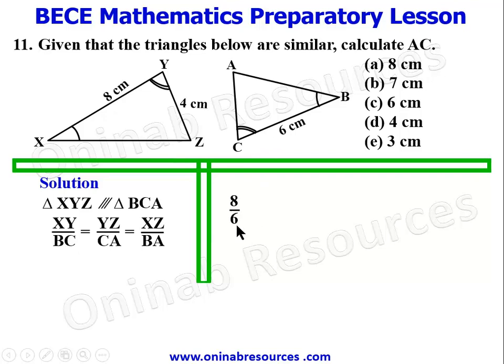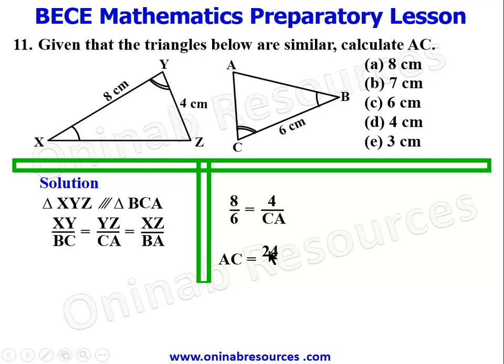Line XY is 8 centimeters, and line BC is 6 centimeters, that's 8 over 6, is equal to line YZ is 4 centimeters over line CA, that's what we are looking for. And since we have gotten the ratio connecting the ones we are looking for, we can stop here. Although XZ is not given, BA is not given, so we stop here.